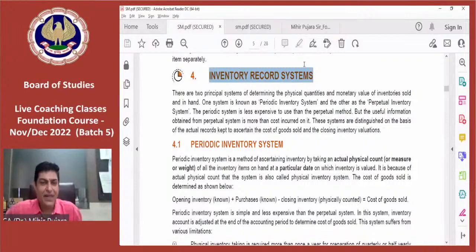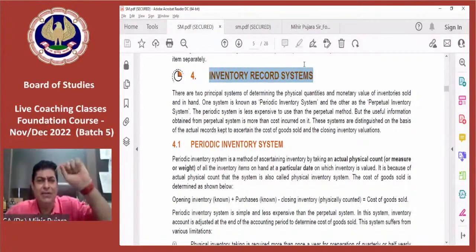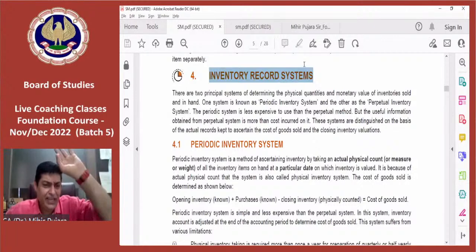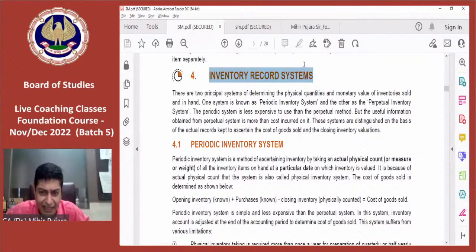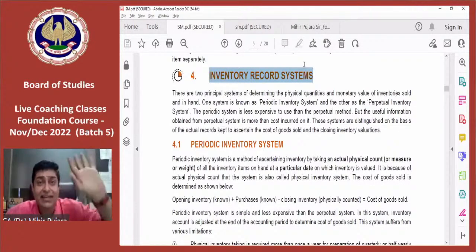Now, friend, there are two types. First is periodic inventory system. Now, guys, only remember one small word, or you can write in your notes. Periodic inventory system means we are taking base of actual physical count. Actual physical counting. So we don't maintain any record.